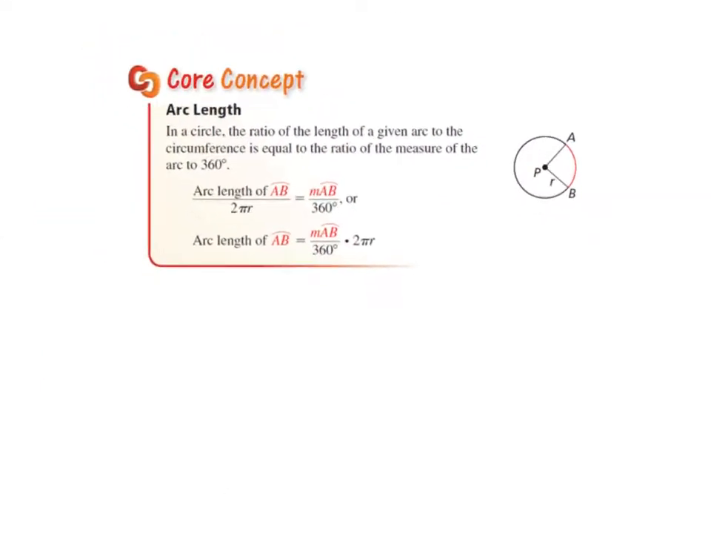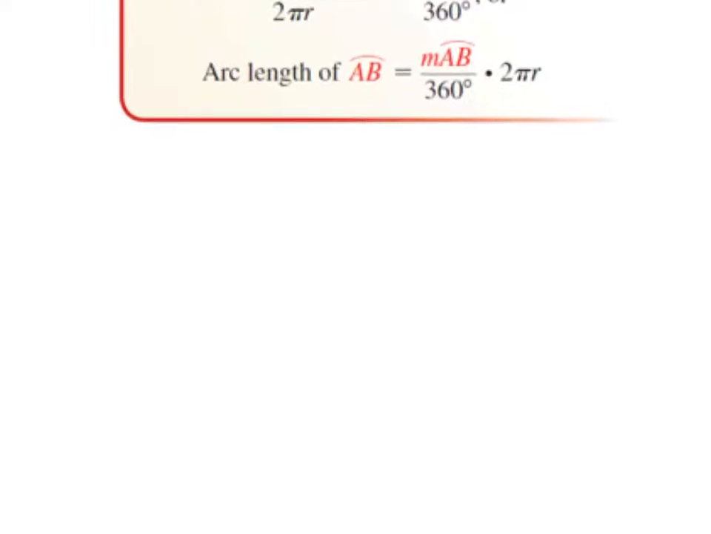Okay, so that was all review stuff. So this now is actually arc length, which is the new material. And all this core concept up here basically says is if we have an arc length, we can relate it back to the circumference of the whole circle. The way I like to think of it is as a proportion. Okay, so we're going to talk about this as a proportion.